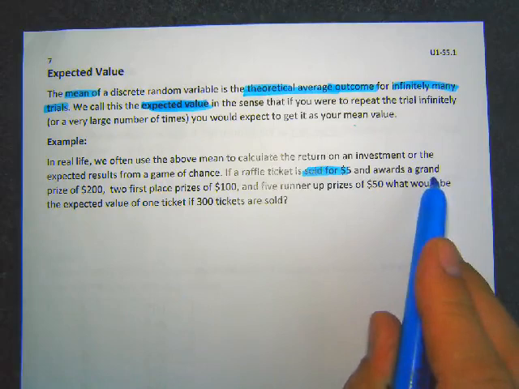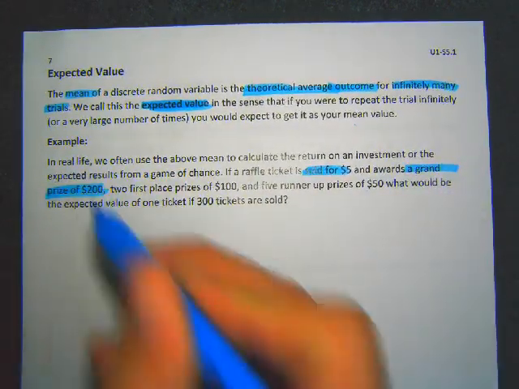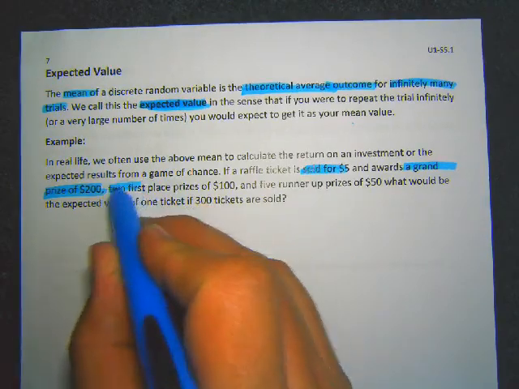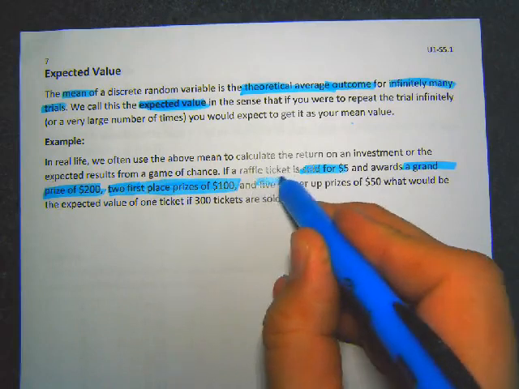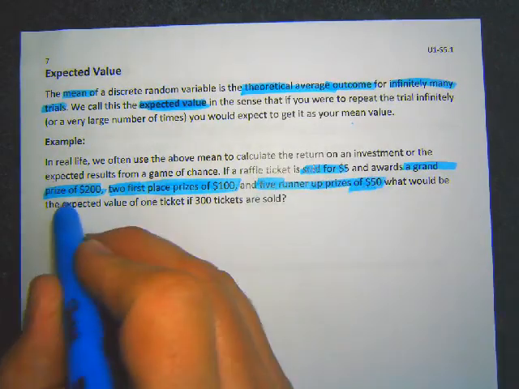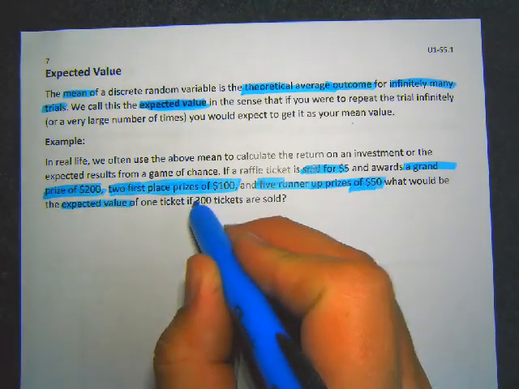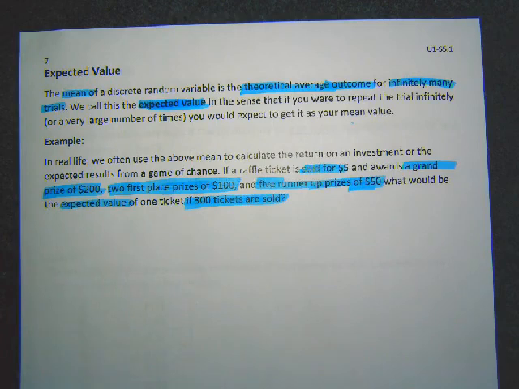and it awards a grand prize of $200, so there's only a single grand prize of $200. There are 2 first place prizes of $100 and 5 runner-up prizes of $50. What's the expected value if 300 tickets are sold? Okay, so to do this, let's make our own probability distribution.